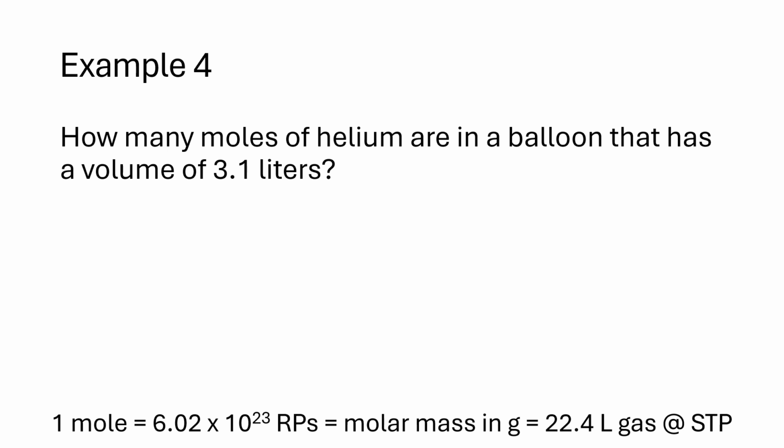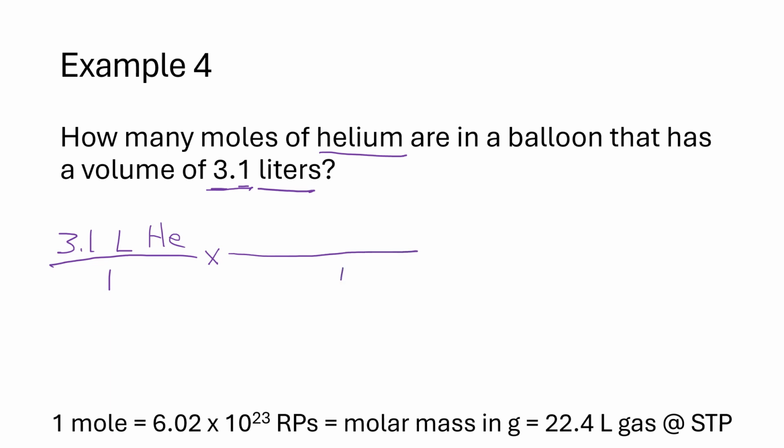How many moles of helium are in a balloon that has a volume of 3.1 liters? Okay, so we're starting with 3.1, that's our number, liters is our unit, and helium is our chemical. So we'll take 3.1 liters of helium, place all of that over 1, and since I've got liters of helium, that should go down on the bottom of the next step. And we're looking for moles of helium, so moles of helium will go up top.